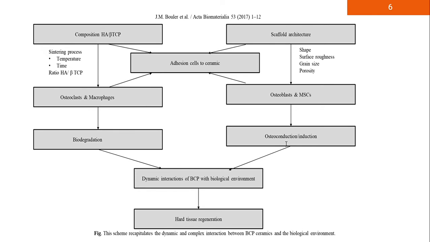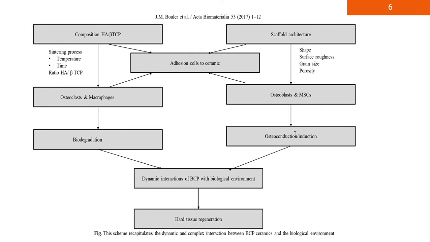Besides that, the scaffold architecture is also an influencing factor. For example, shape, surface roughness, pore size, or porosity of the material can have the cells adhere to the material to facilitate the osteoconductive process. All of these create the dynamic interaction of BCP with the biological environment and promote hard tissue regeneration.